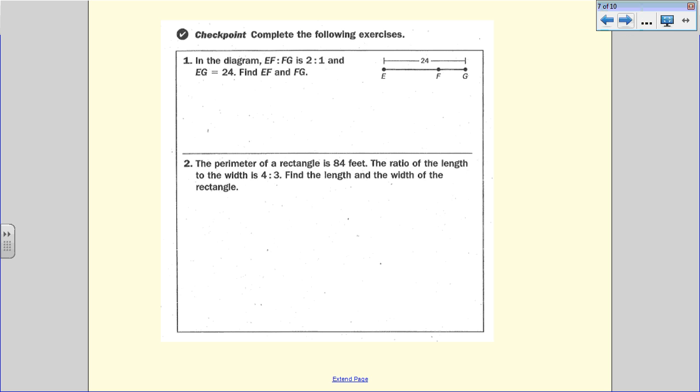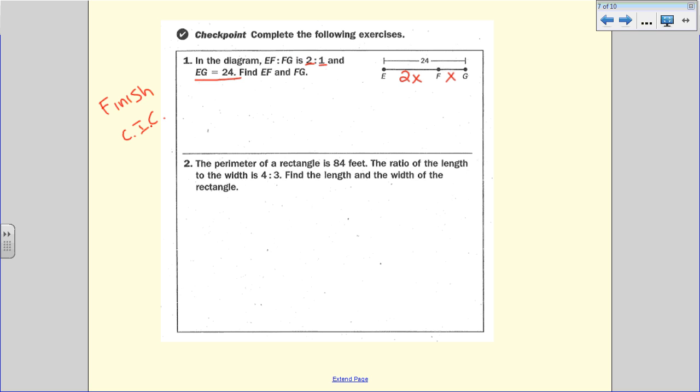All right, checkpoints. In the diagram, EF to FG, that ratio is 2 to 1. And the whole segment, EG, is 24. Find EF and FG. So what we want to remember, and we talked about this, is EF is going to be our 2x, and FG is going to be our 1x. And so now with that, you should be able to use your segment addition to solve. So you guys are going to finish this, and then we will check in class.